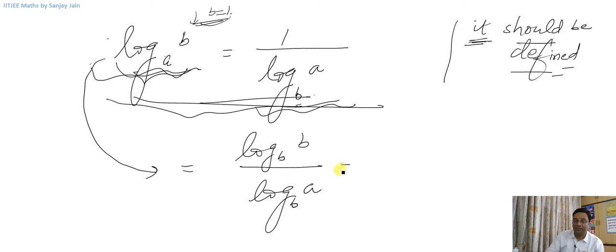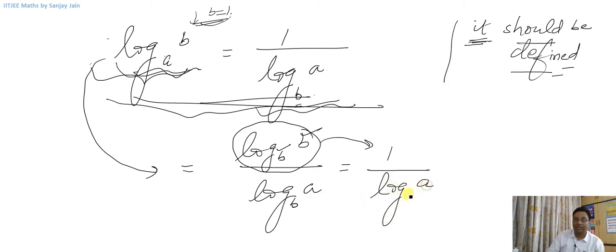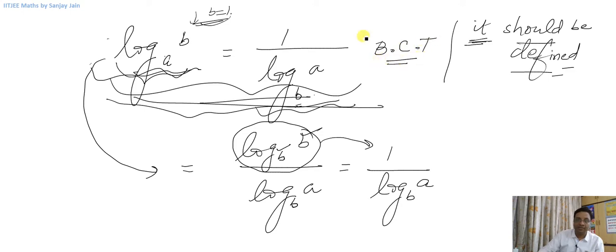Now what you observe is that the numerator has become 1 because base and argument have become same. So this will give us value 1. So it is nothing but 1 by log a to the base b. I hope this conversion is clear to you. I have just used the base change theorem to do it, right? So we can do it with other expressions also.